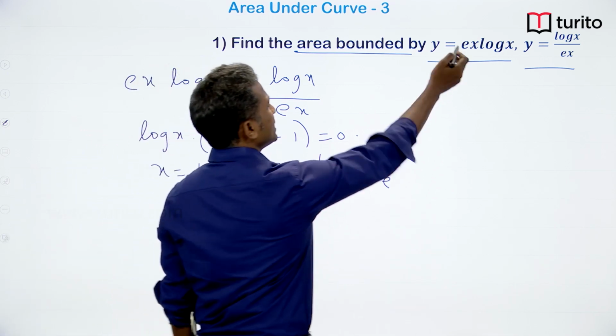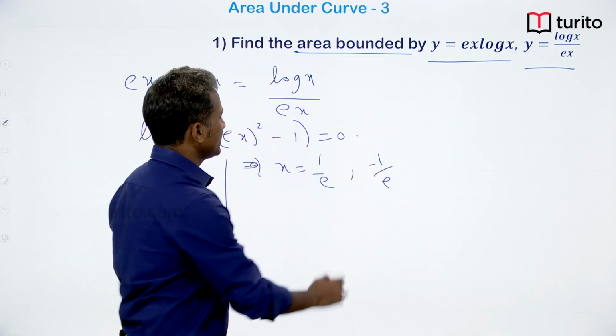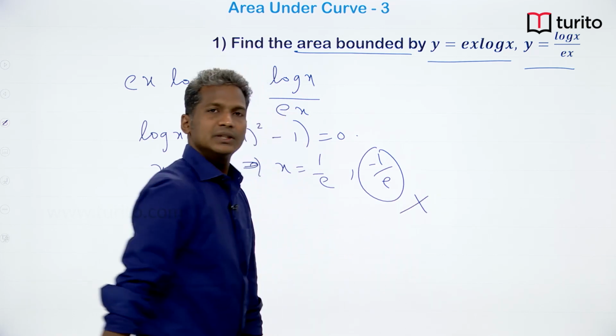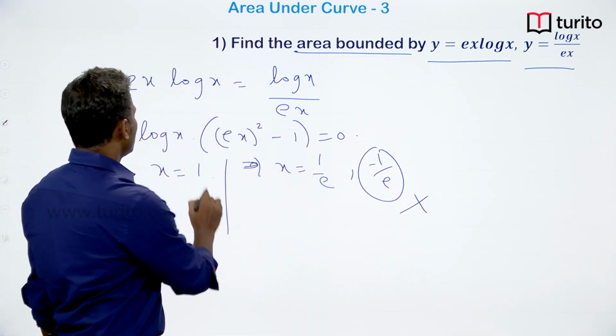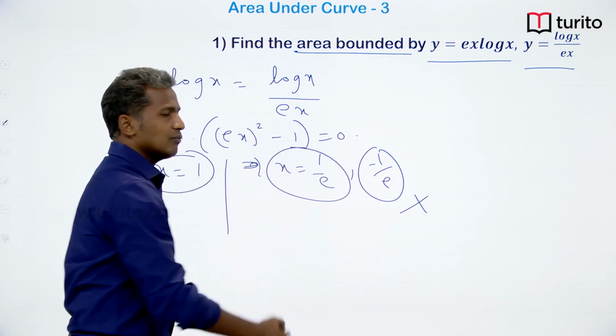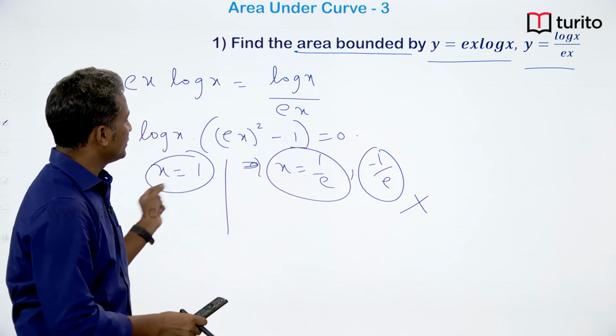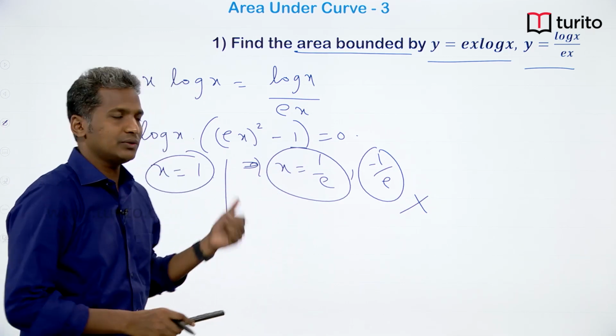Because log x is not defined for negative values, minus 1 by e is not in the domain, so it is straight away rejected. So we got two values here, which are 1 and 1 by e. Out of these two, 1 by e is the smaller value.